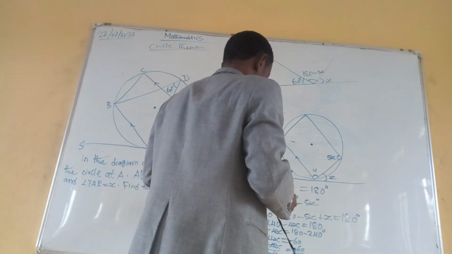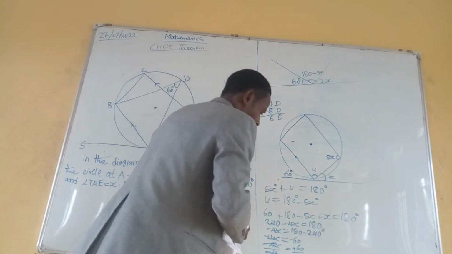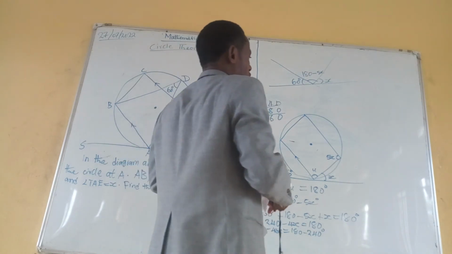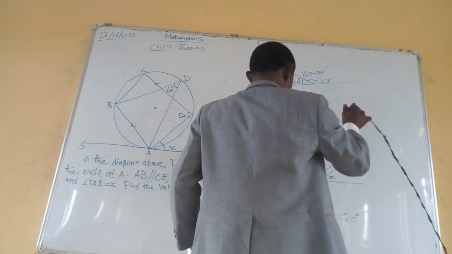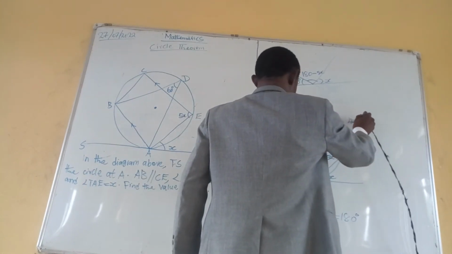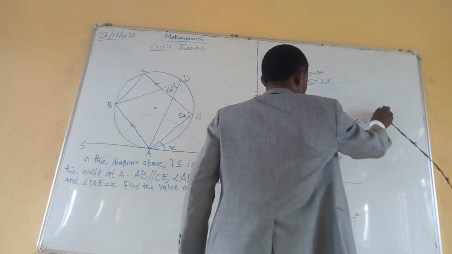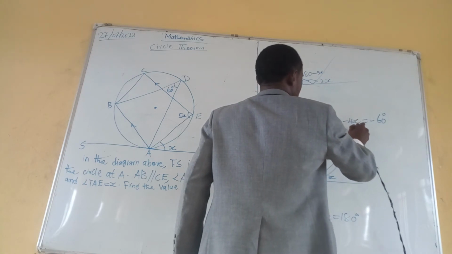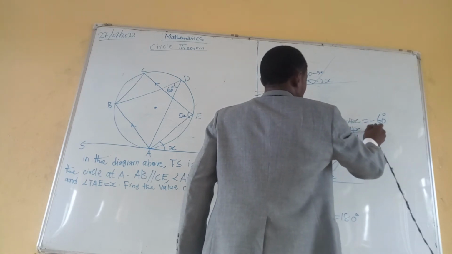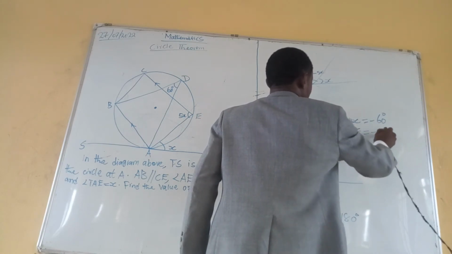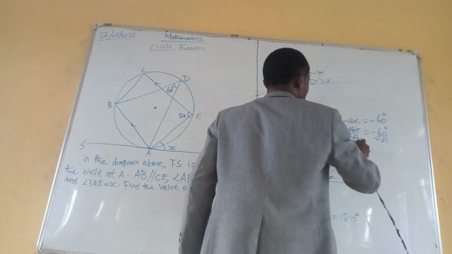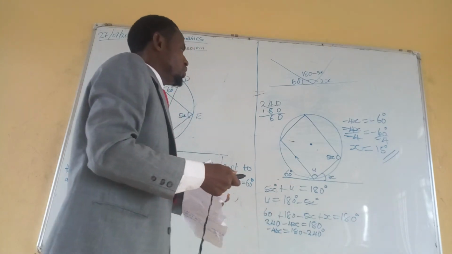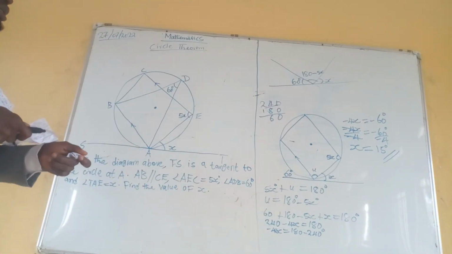Please let me bring this up so that you can see clearly. This is minus 4x equals minus 60 degrees. So we have minus 4x divided by minus 4 is equal to minus 60 degrees divided by minus 4. This cancels this, so x is equal to 15 degrees. Please, I hope you can see this. So this is how to go about this kind of problem.